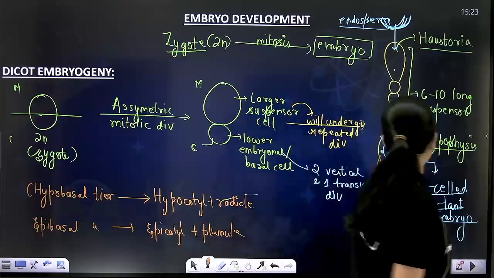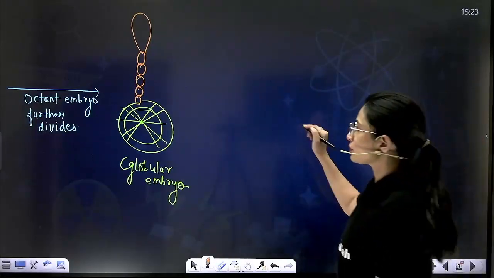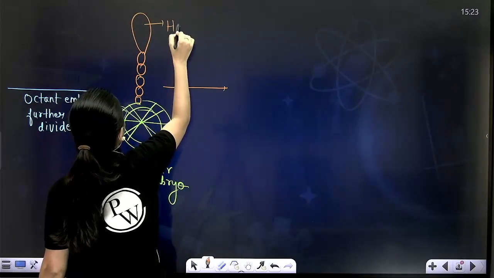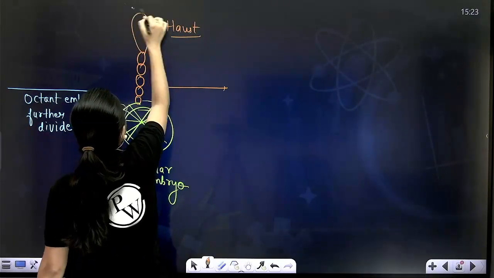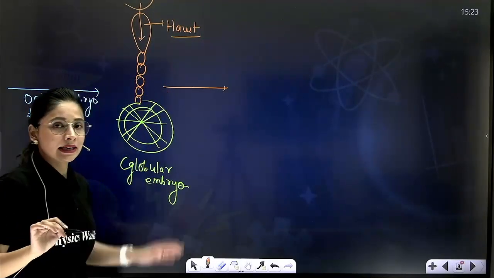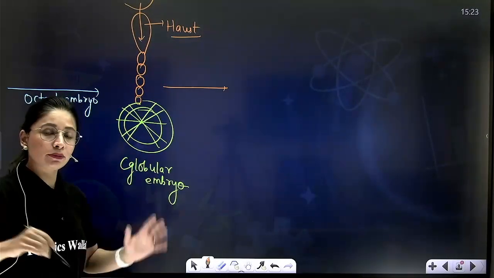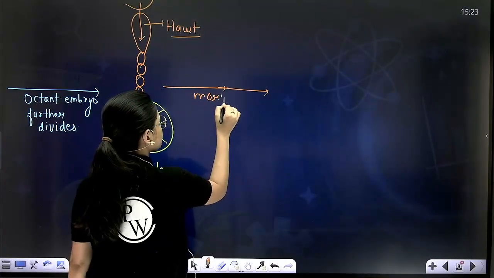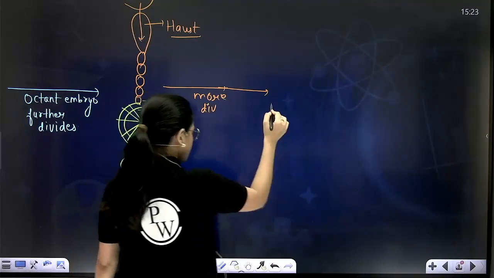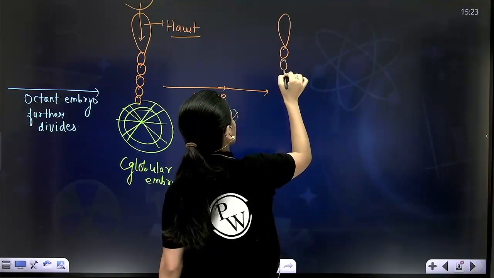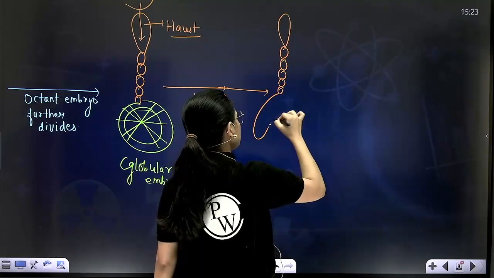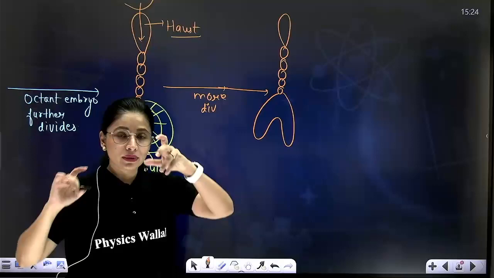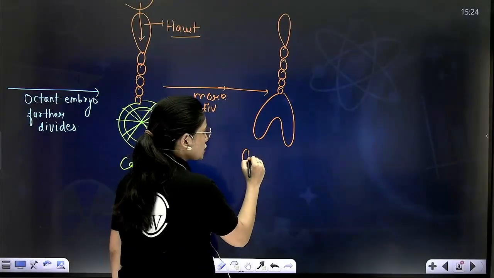Okay, now moving ahead, globular embryo is ready. Next, this haustoria is extracting nutrition from the endosperm, correct? Giving it to the globular embryo. The globular embryo is dividing. Now more division will take place, which will convert the globular embryo into a heart-shaped embryo. Now slowly and steadily the embryo will start taking shape.